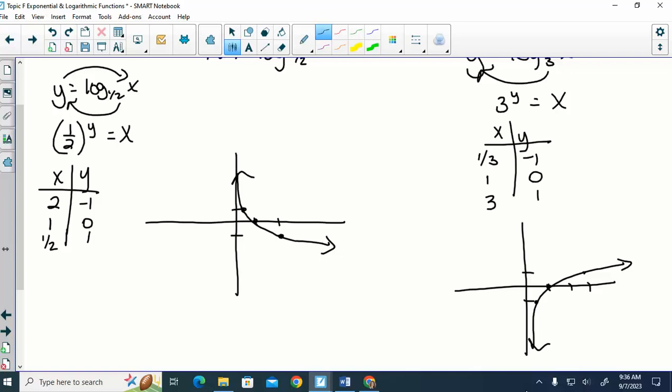Is that okay? So if I ask you to graph a log, just change it into exponential.